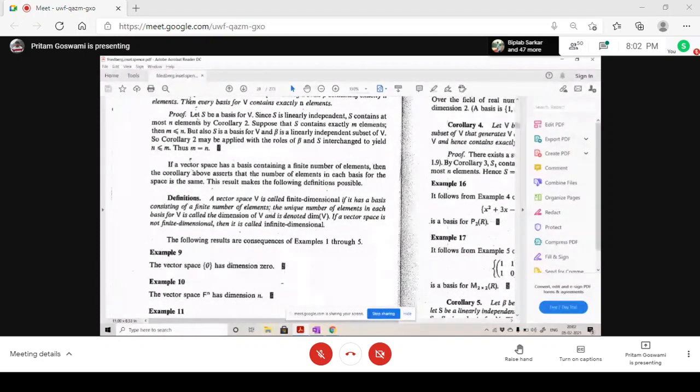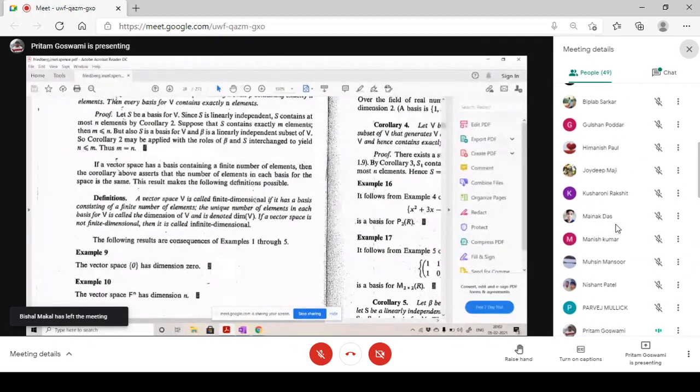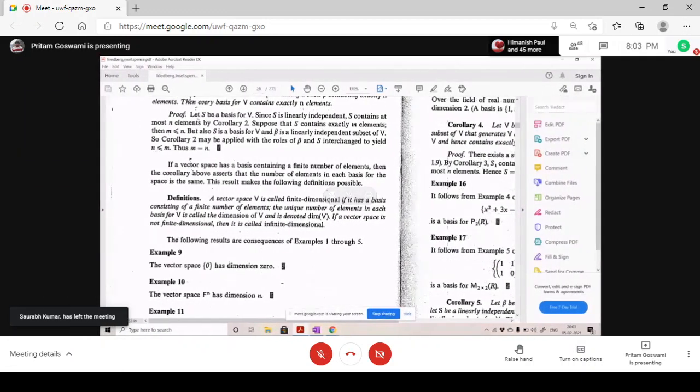So another thing is dimension. What is the definition of dimension? Finite dimensional vector space. Which vector space do we call finite dimensional? If it has a basis with a finite number of elements. And the dimension of V, for a finite dimensional vector space, is basically the number of elements in the basis of V. Clear?